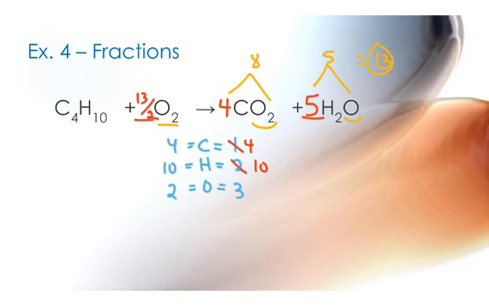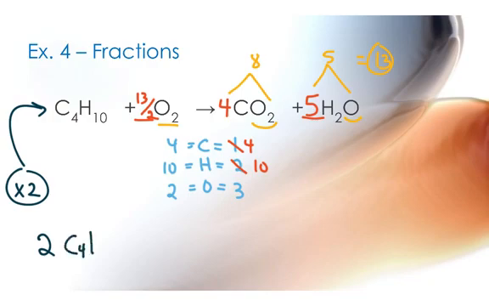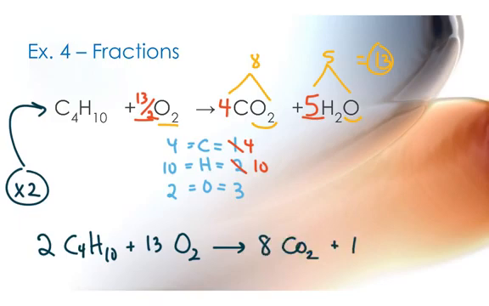13 halves. Now, if you didn't like fractions, I can't imagine this being the case, but let's just pretend in some crazy world you don't like fractions. You can get rid of your fraction. You just have to multiply everything by 2, the entire thing. So you could have 2 C4H10s. 2 times 13 halves is just 13, no fraction. 2 times 4 is 8 CO2s. And 2 times 5, 10 H2Os. So if you don't like fractions, you don't have to use them. I don't know why you wouldn't, because you're a crazy person, obviously. But, obviously, if you don't want to, that's your prerogative.